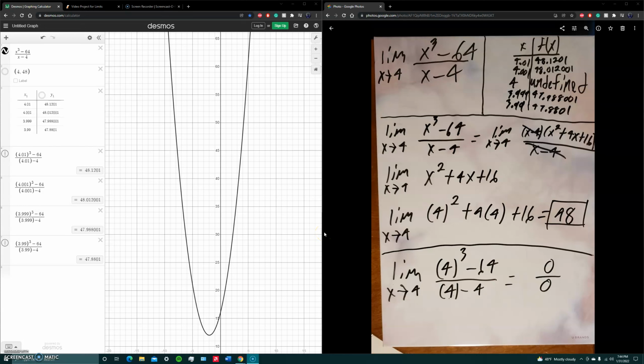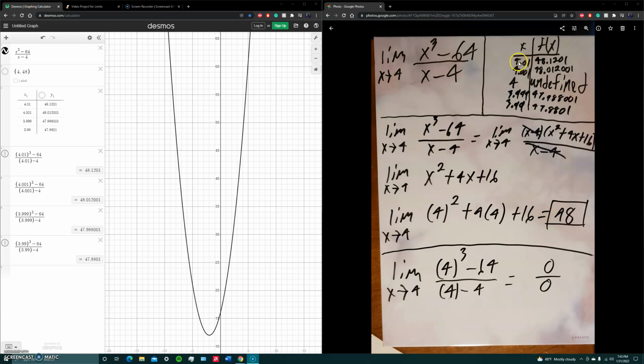Okay, so I chose the limit of x cubed minus 64 over x minus 4 as x approaches 4. As you can see in the right hand corner of my notes, I made a table. This table starts with 4.01 and then goes all the way to 3.99. At 4, we find that f of x is undefined.